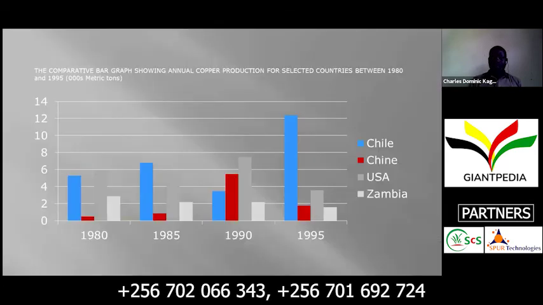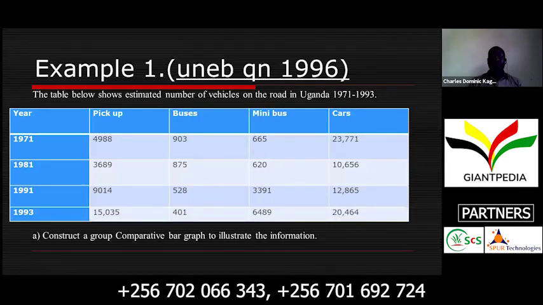And then this one here is also another sample question. This is a UNEP question of 1996, which says the table below shows the estimated number of vehicles on the road in Uganda in 1971 and, I beg your pardon, it should be 1993 and 1997. They are giving us the year and the types of vehicles: pickups, buses, minibuses, and cars. And this is the data which they have given to us.